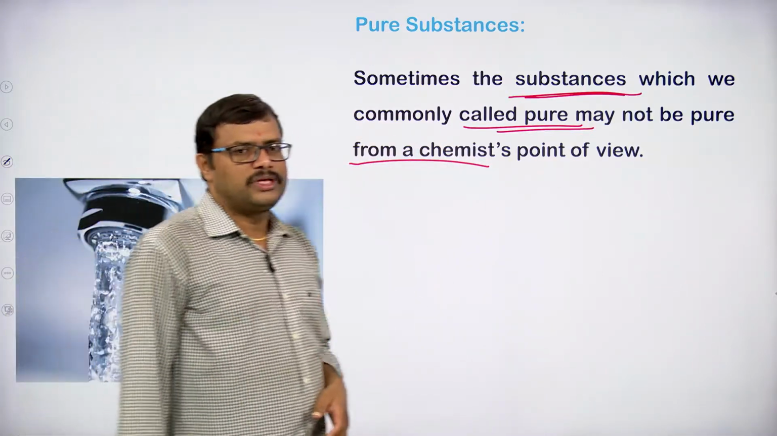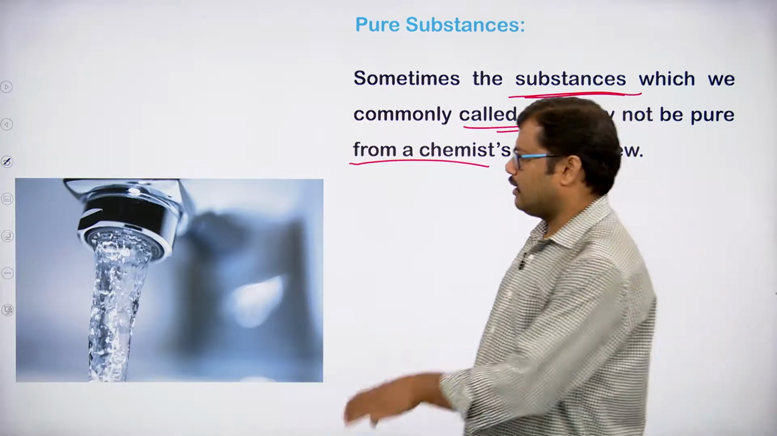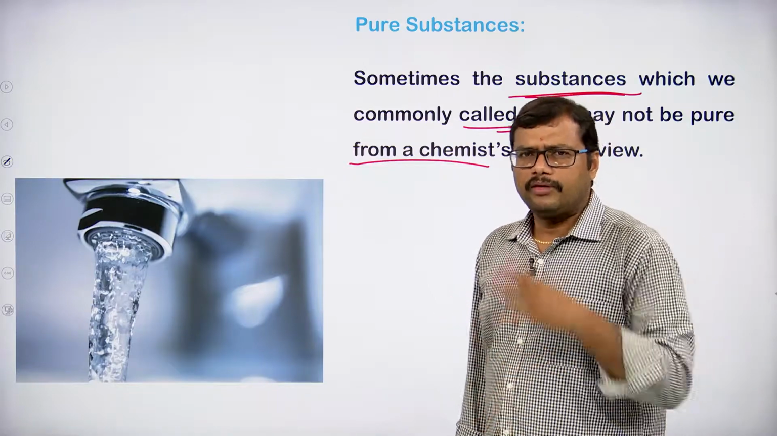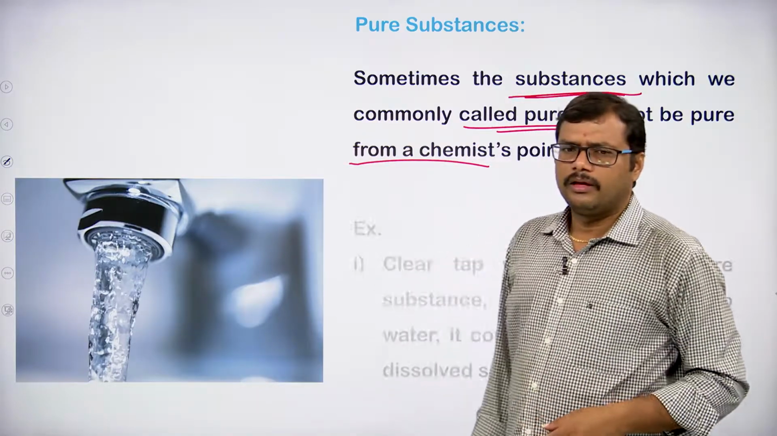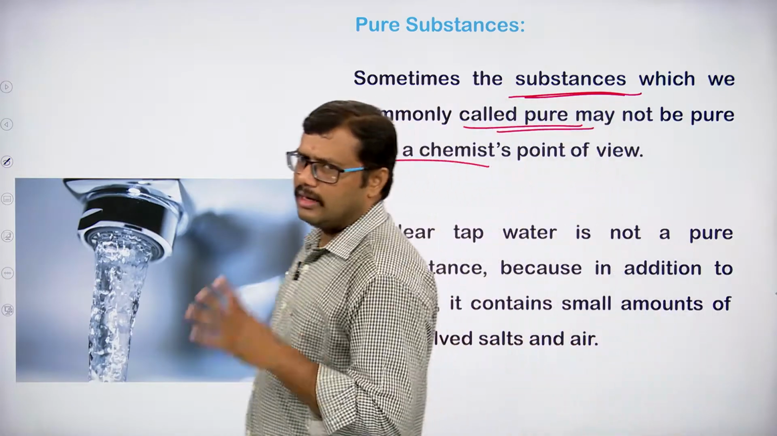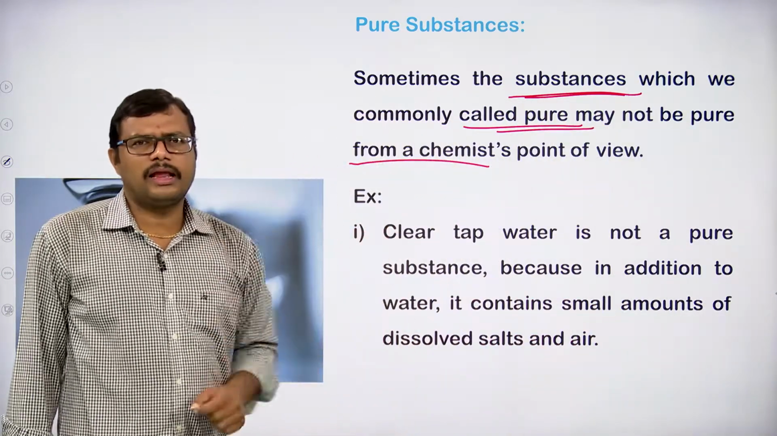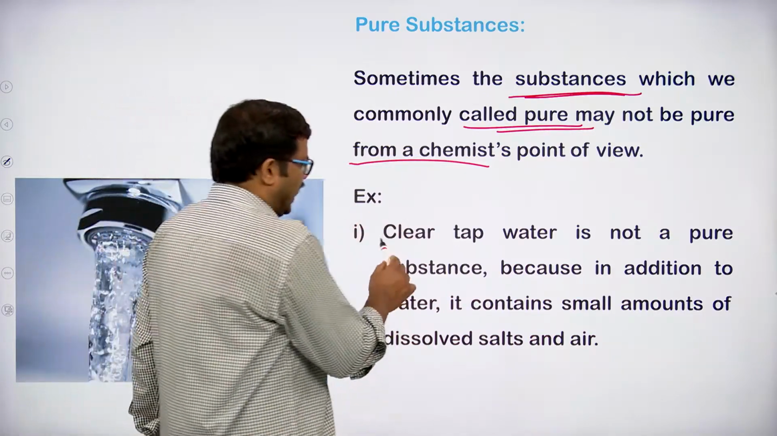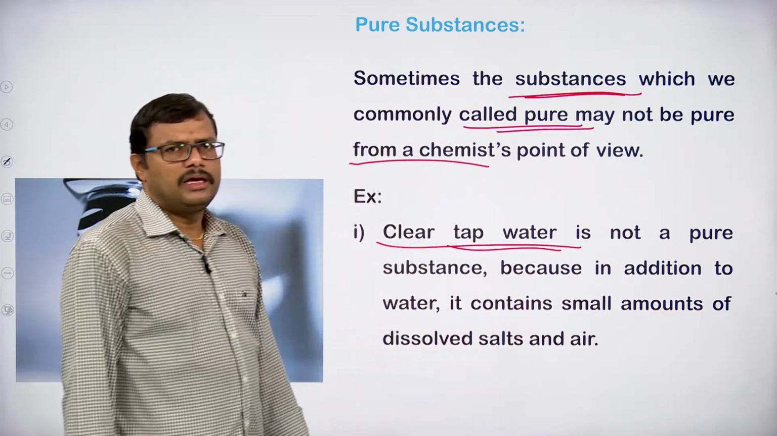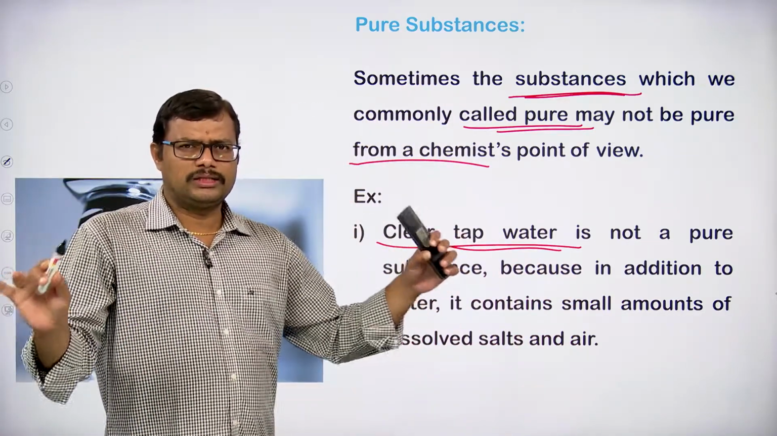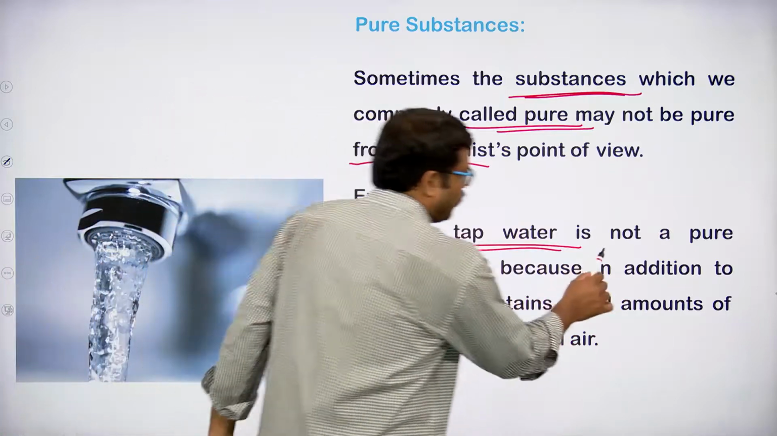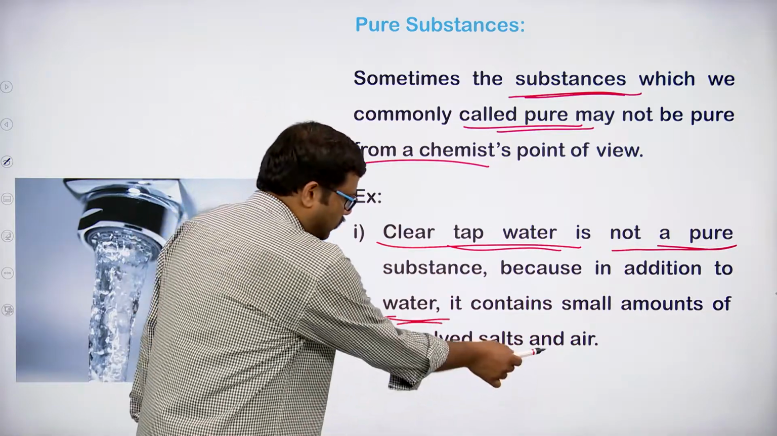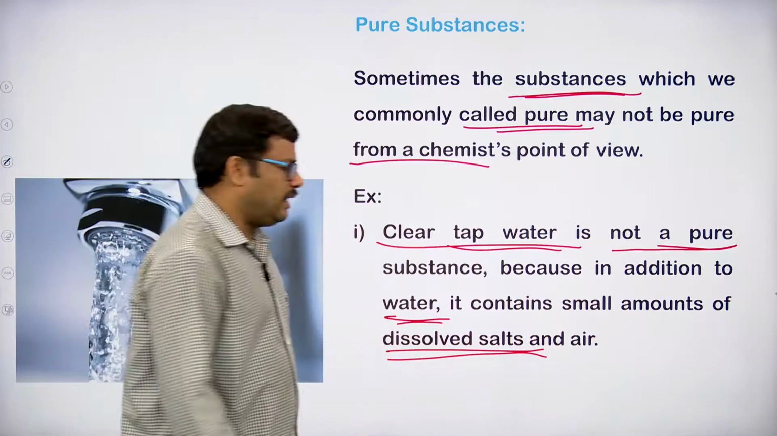The best example: if we observe tap water, when you collect tap water, it looks clear, very clear. Can we say it is pure water? No. Clear tap water, clear in the sense that there are no visible particles present. If you collect it in a glass and it is very clear, there is no other visible substance, but it cannot be considered pure. Why? Along with the water, it also contains some amounts of dissolved salts.